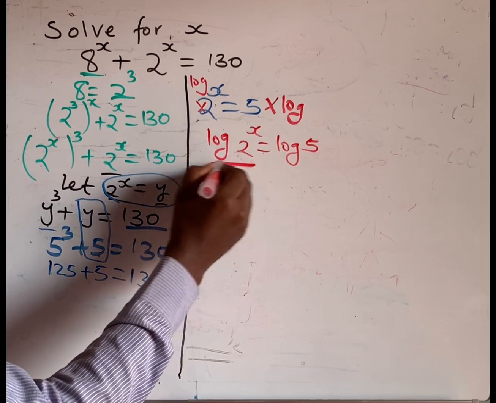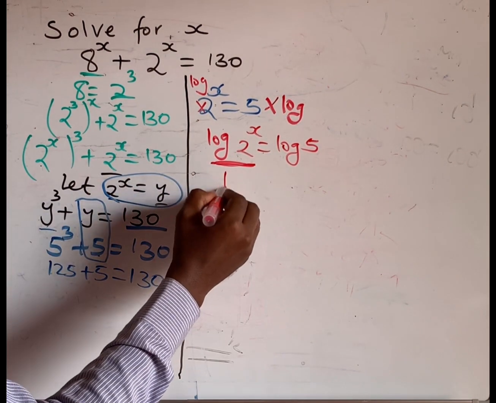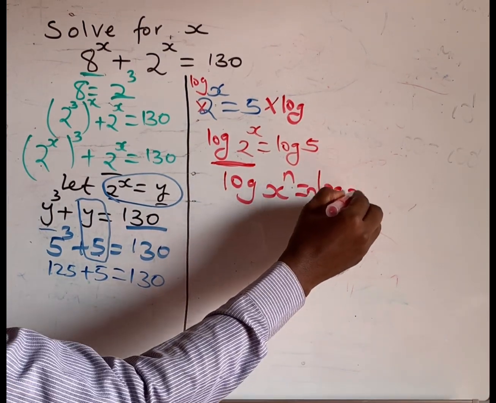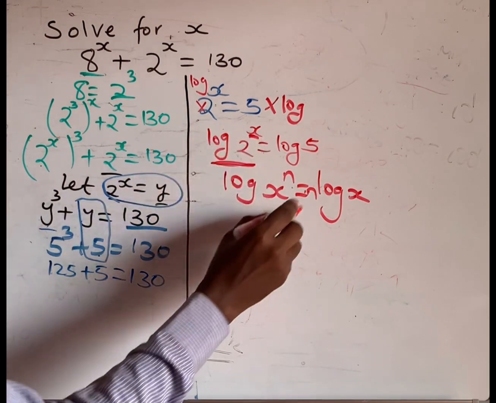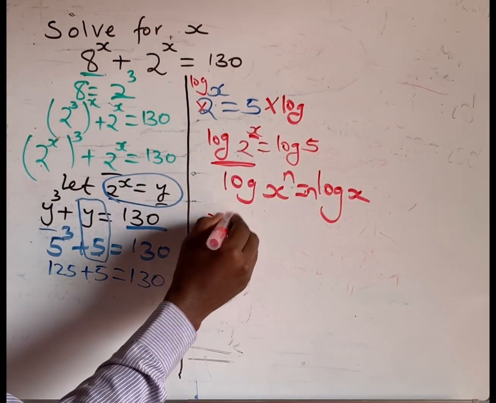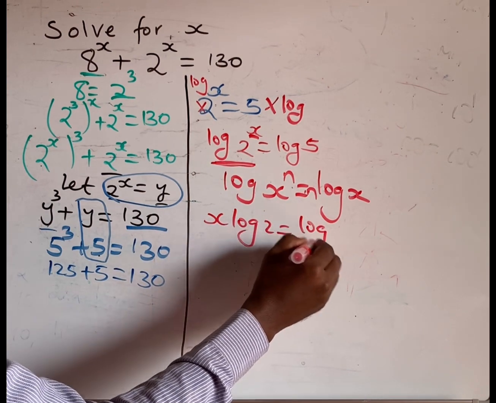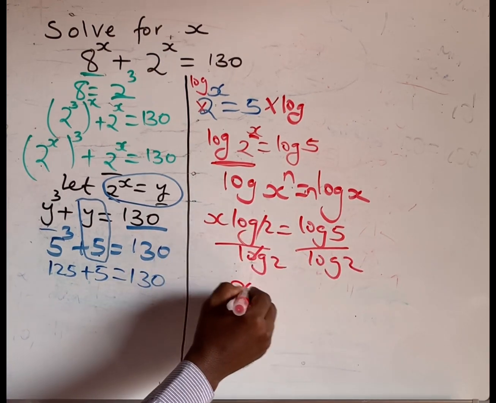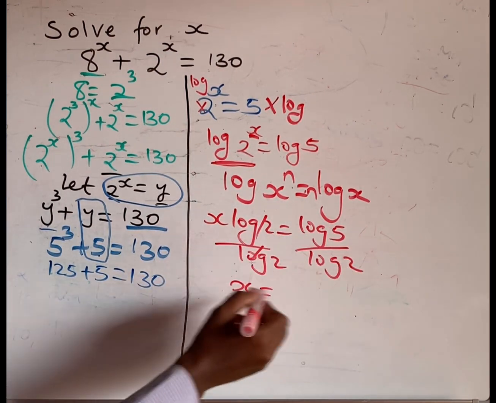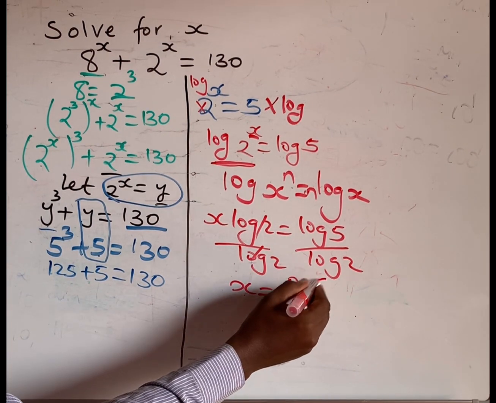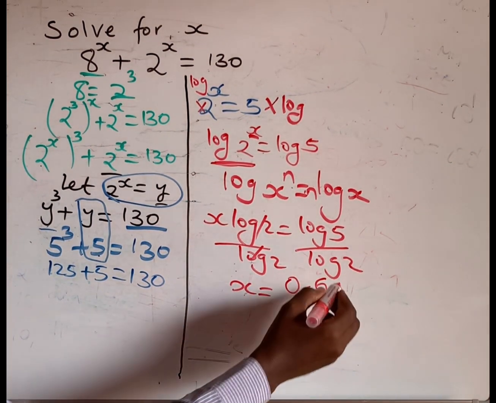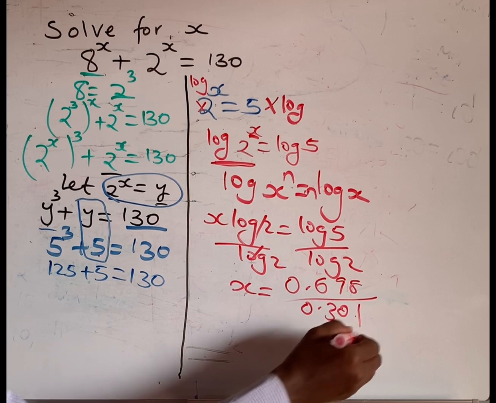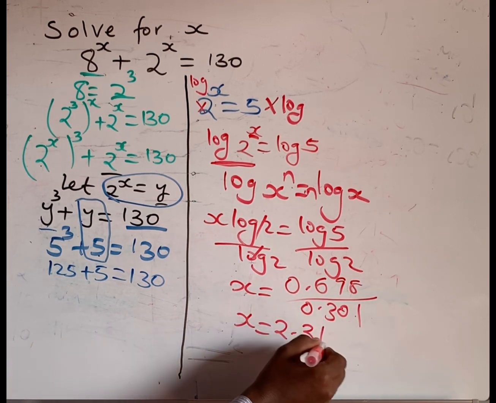Now here, we will follow one of the logarithm rules that says log of x raised to the power of n is the same as n log x. In this case, our n is x, so we can write this as x log 2 is equal to log 5. Then we divide both sides by log 2. This will give us x equals the logarithm of 5, using the scientific calculator, which is 0.698, divided by the logarithm of 2, which is 0.301, and this gives us 2.3198.